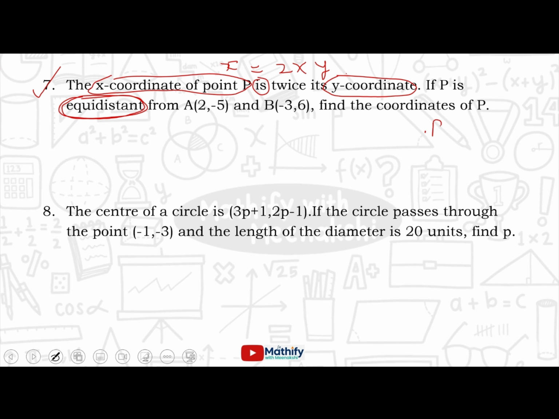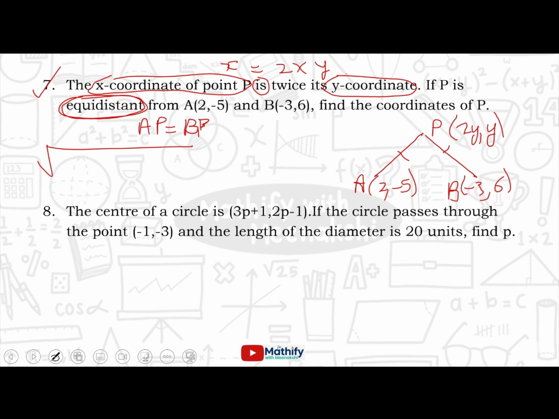Just mark a point P here, and I'm writing one side A and one side B. Here it's given that these two distances are equal. So A is (2, -5) and here B is (-3, 6). And the coordinates of P are, as you can see, x is 2y, and y is y only. So we are using (2y, y). Now let's use the distance formula. You know, according to the question, that AP is equal to BP. This is B. So use the distance formula.